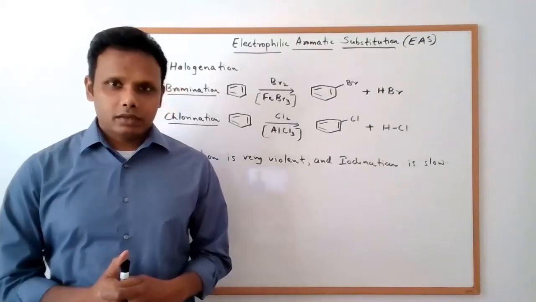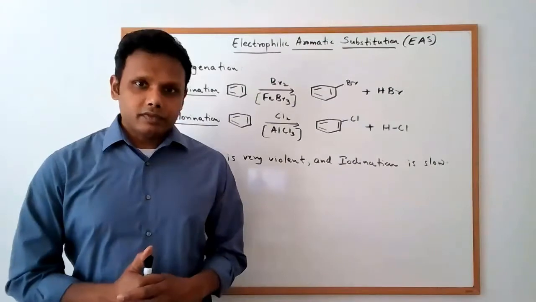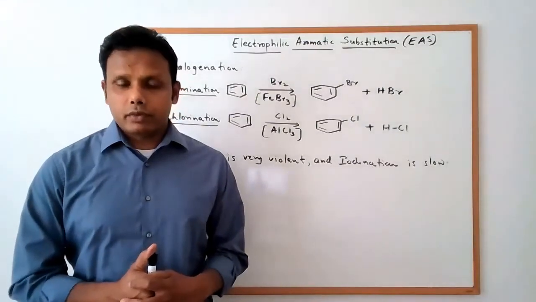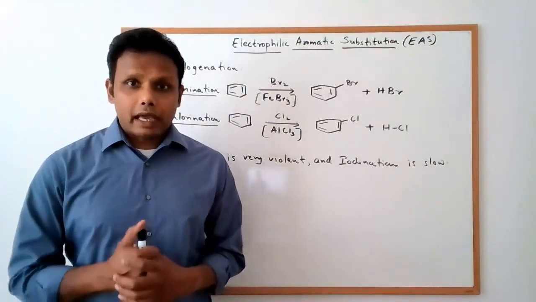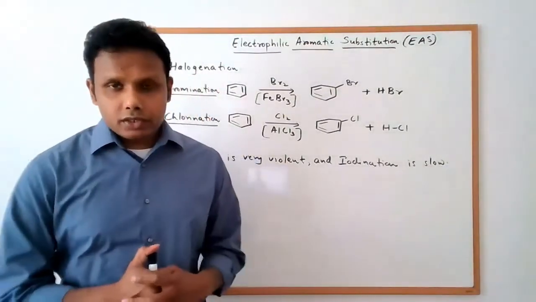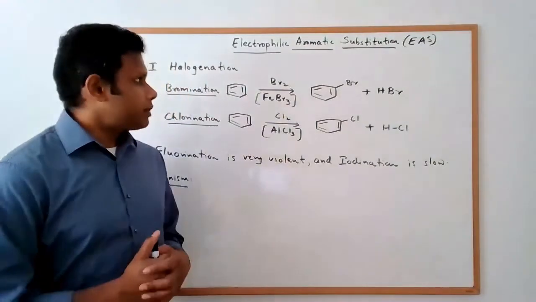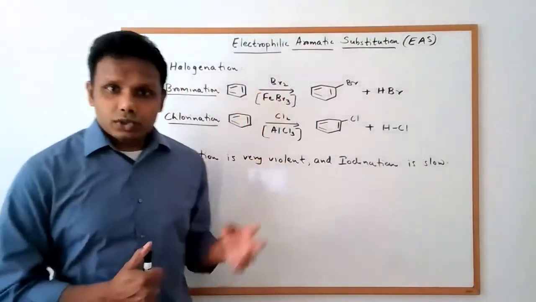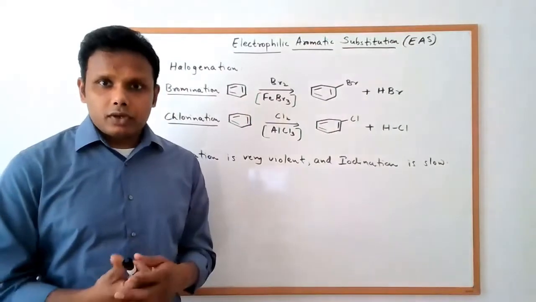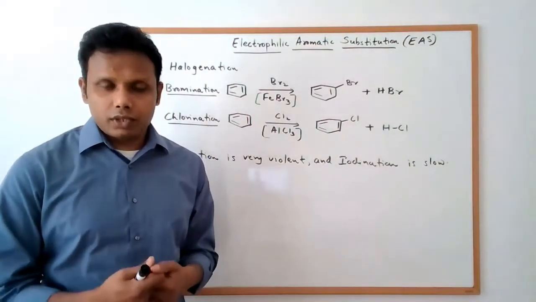Hi everyone, welcome back. In this particular video, we're going to go over two specific examples of electrophilic aromatic substitution: the halogenation of aromatic compounds and the nitration of aromatic compounds. Now, the halogenation of aromatic compounds is usually done in presence of a catalytic amount of a metal. You need some catalyst to do this reaction.